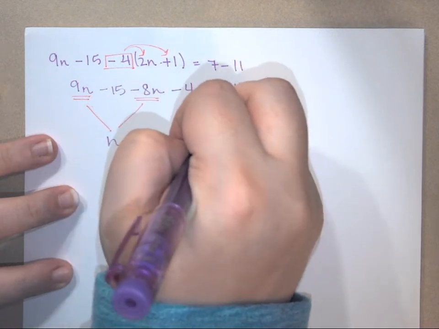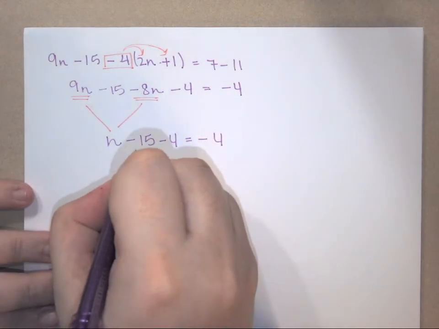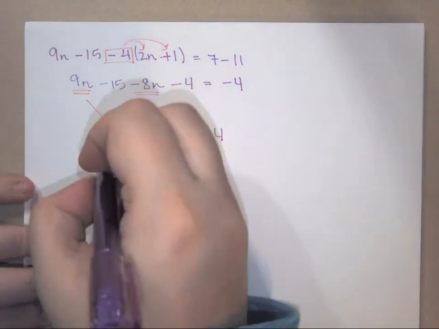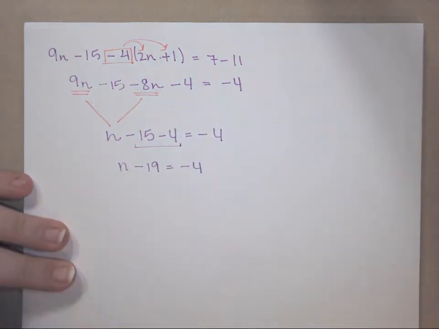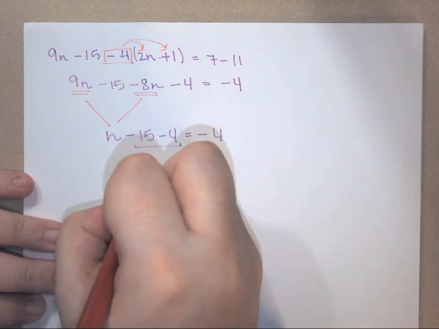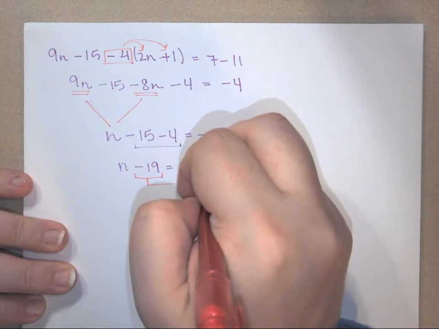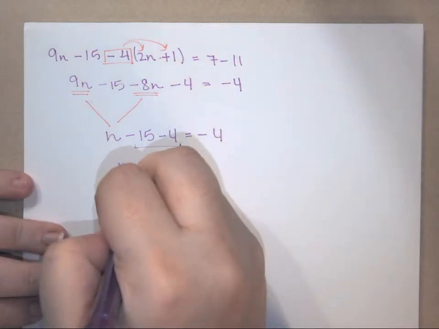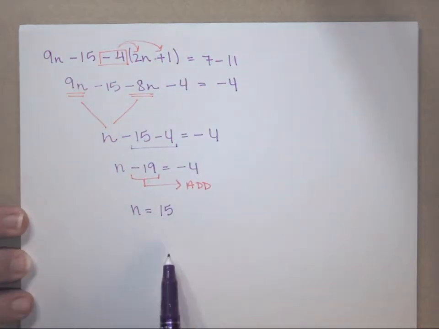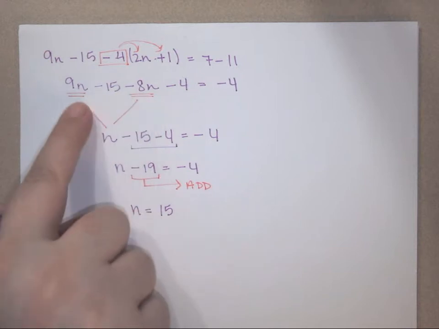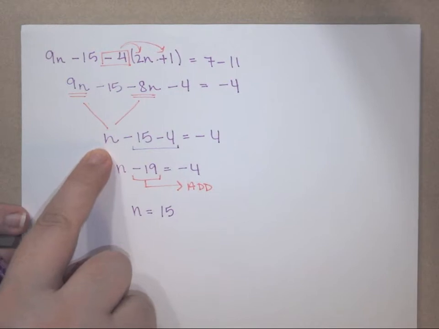Now, if you look, we need to combine our terms that are here. So we have 9n and we have minus 8n. When we combine those, you would see that we end up with n. And then we would have minus 15 minus 4 equals negative 4. So here we can combine the 15 and 4 on this side. So we have n minus 19 equals negative 4.